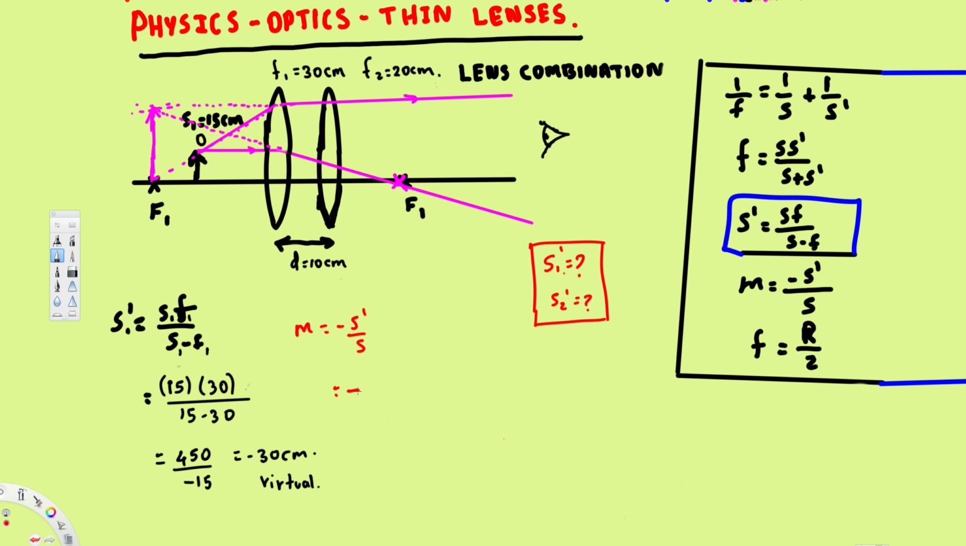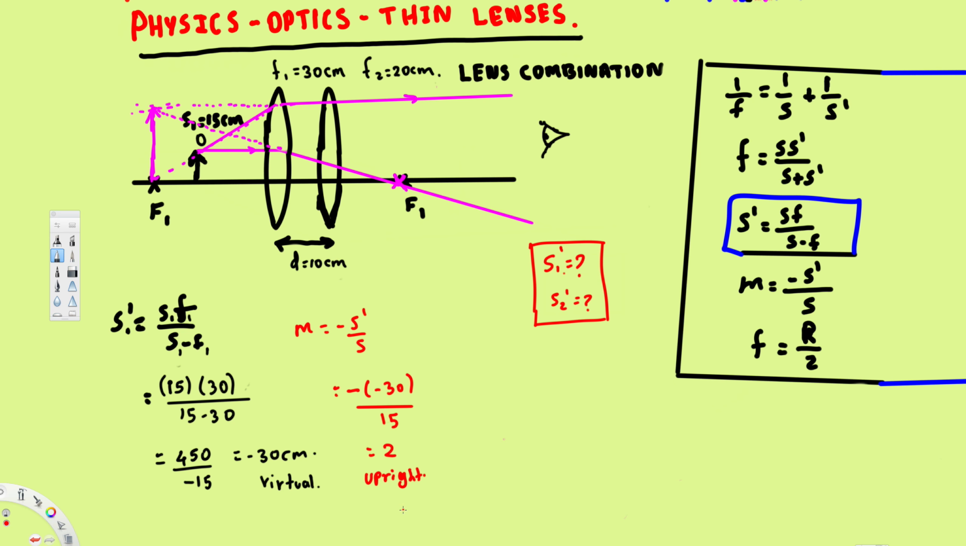So this is going to be minus 30 divided by the object distance, that is 15. So 15, and that's going to give us 30 over 15, that's going to be equal to 2. So the image due to the first lens is going to be 2 times bigger than the object. That's what it means, right? And also this is upright because we are getting the answer in positive. So this is going to be an upright image.